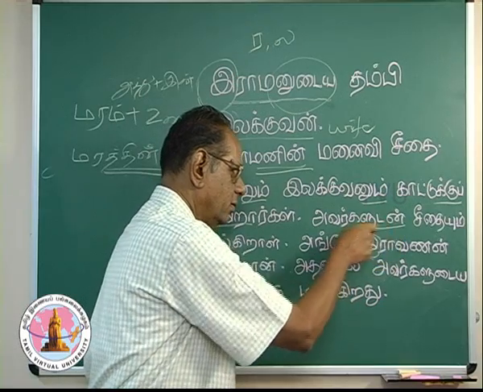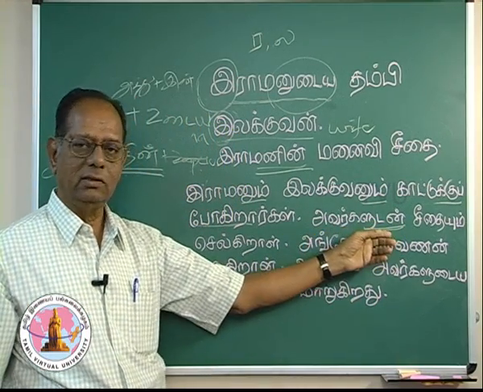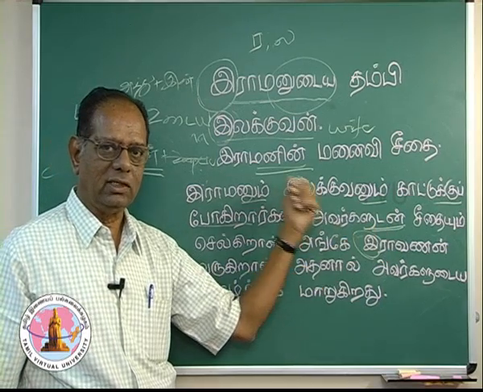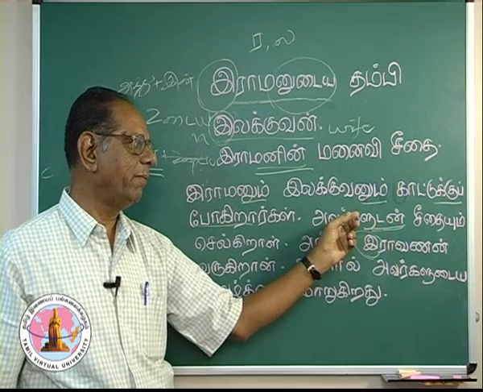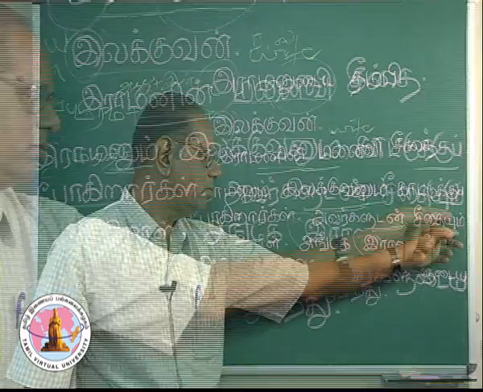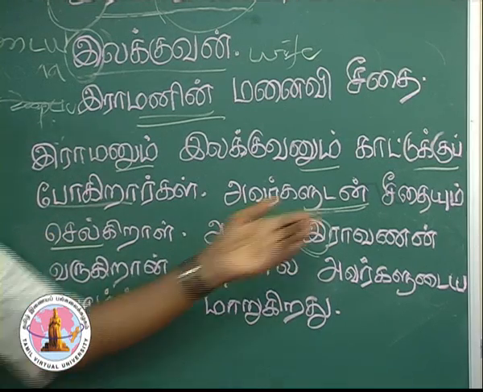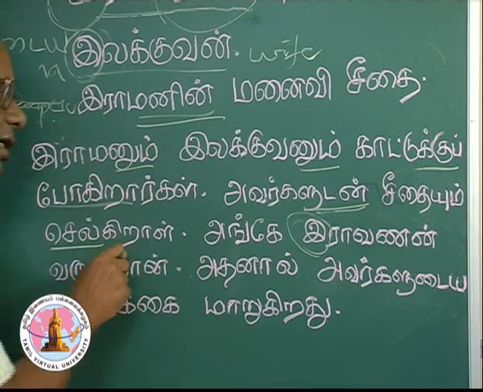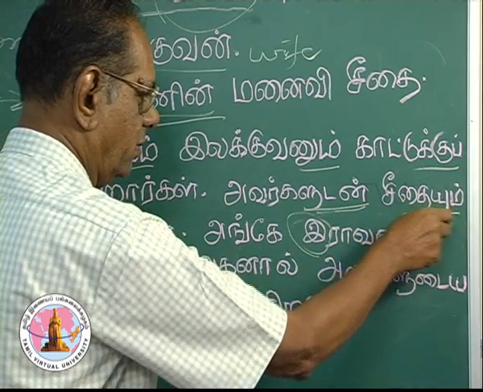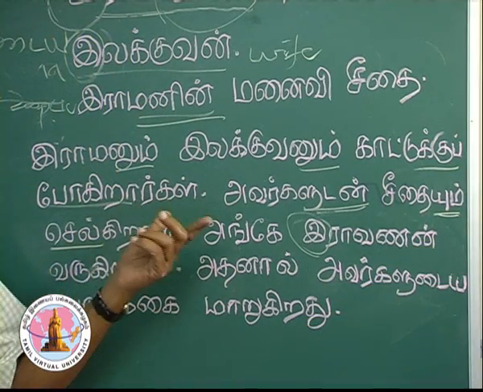Avargaludan. Avargaludan. Udan is instrumental case. You have just learned that. Udan, along with them. Seedayum shelgiral. Shell, to go. Seedayum shelgiral. Seeda goes. Here you have to note one thing.